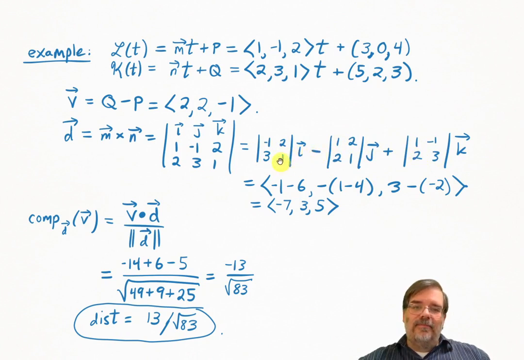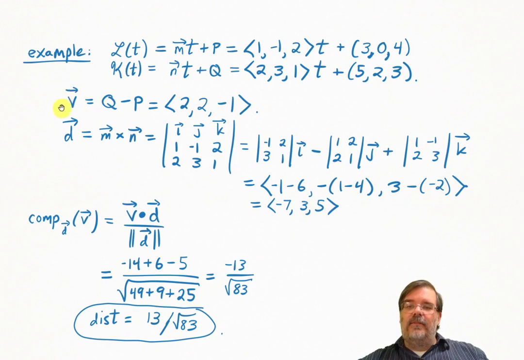Don't forget that negative. So for the first component, we have negative 1 times 1 minus 3 times 2. So negative 1 minus 6, it's negative 7. The second component is 1 times 1 minus 2 times 2. So that's 1 minus 4, it's negative 3, but don't forget that negative sign, which turns it into positive 3. The last component is 1 times 3 minus 2 times negative 1. And so 3 minus a negative 2 gives you 5.